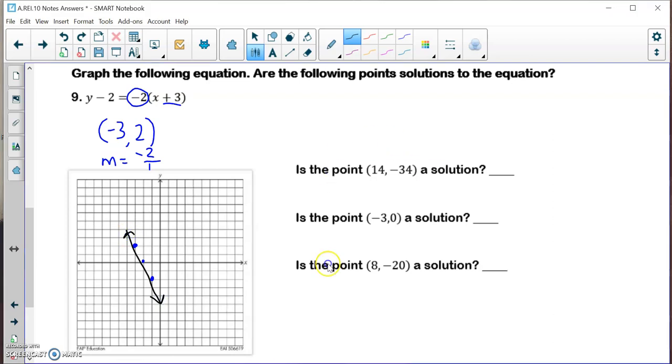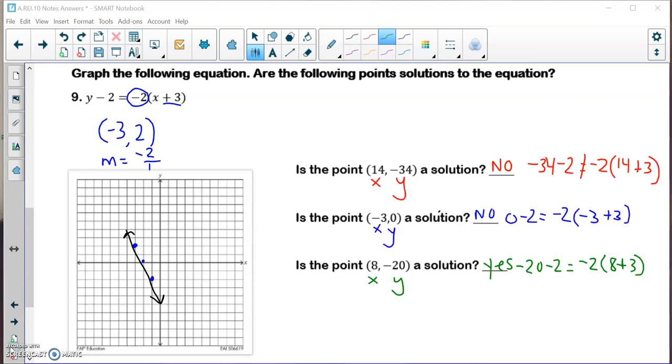I want you to use the equation to see if any of these are solutions. Pause the video, try it, then resume to check. And here are your answers. A reminder that all linear equations have infinitely many solutions.